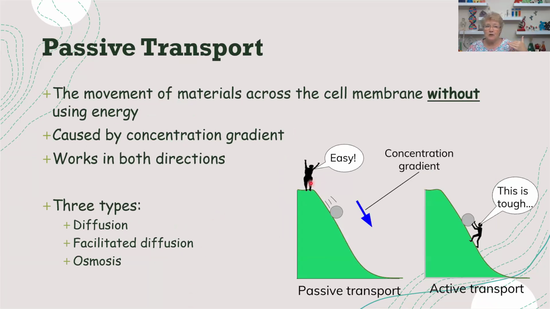So this is a good picture. If you're rolling a ball down a hill, doesn't take any energy at all. Just let go and the ball rolls down. Rolling up, though, is a lot more work. That takes a lot of energy. Passive transport is like the downhill roll. Doesn't take any energy at all. It's going to go from where something's highly concentrated to where it's not.